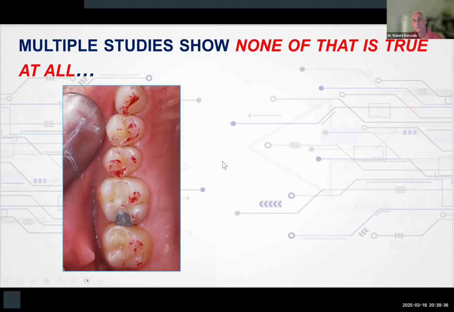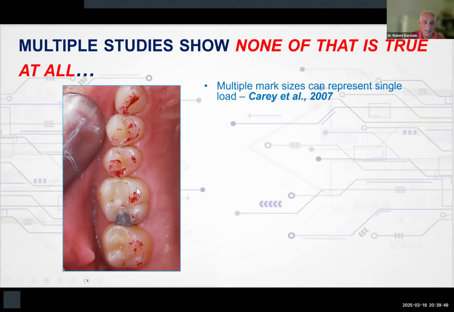So what is actually true? First, multiple mark sizes can represent a single load. In simple terms, that means you can have a mark like this and a mark like this, and they can be made from the same force. The difference is the size of the contact. That's not force, that's area, right?